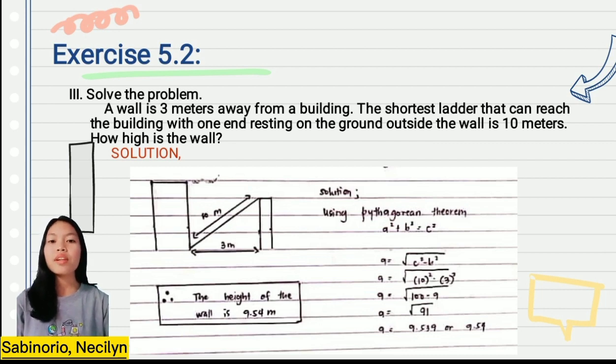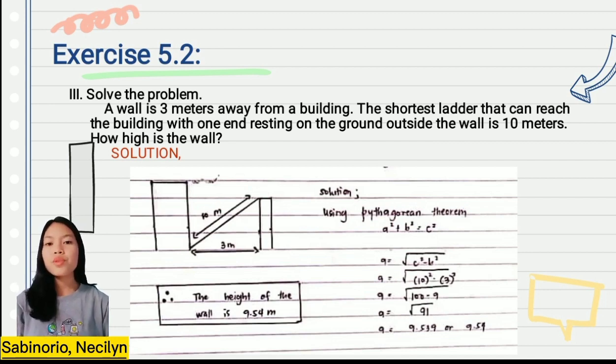Using the Pythagorean theorem, we can get the height of the wall, or the altitude of the triangle. The formula for the Pythagorean theorem is a squared plus b squared equals c squared. Since we are looking for the height, we can use the formula a is equal to the square root of c squared minus b squared.